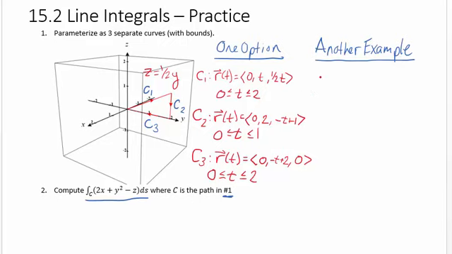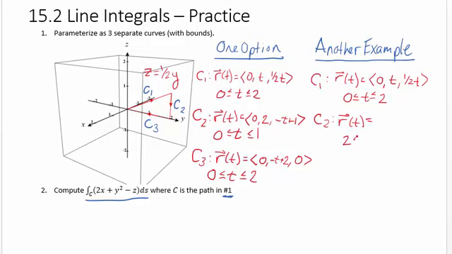Here's another way we could do this. I might keep the first one the same, starting at 0 and going to 2. And then if I wanted these paths for some reason to be kind of one right after the other, maybe I start my next one at 2 and go to 3. So here, the x and the y coordinates are going to stay the same because those are just constant 0 and 2. But my z coordinate is not going to be negative t plus 1 anymore. It has to adjust for the fact that I'm starting my t at 2 and ending at 3. So here I could do negative t plus 3. If I plug in 2, I get 1. If I plug in 3, I get 0.